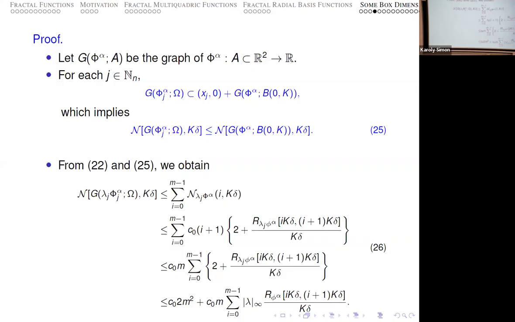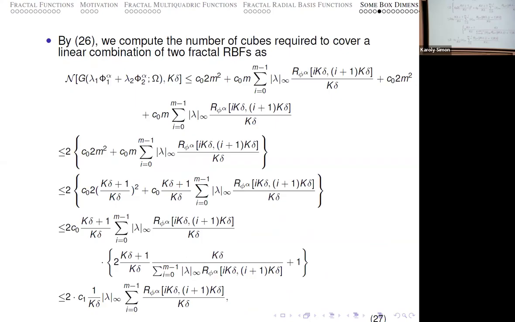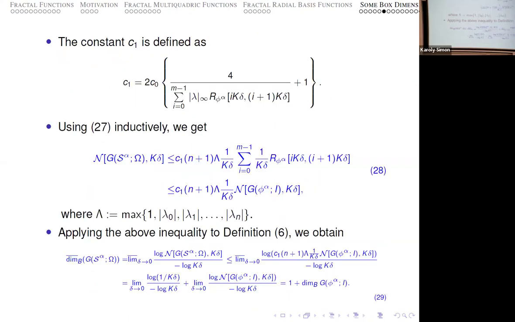So by using the previous estimate, one has to count the number of balls. Some calculations are involved, so I'll skip this due to time constraint, and here one can find that the number of balls required to cover this graph of this fractal radial basis function will be less than or equal to this one. And here this lambda equal to the maximum of all these constants lambda 0, lambda 1 up to lambda n, which is coming as a linear combination of this. Then if you apply this standard definition, you'll get this value is less than or equal to 1 plus dimension of graph of phi alpha. So this is a one-dimensional function. We know how to compute the dimension of this one.